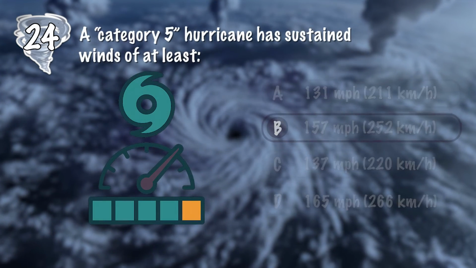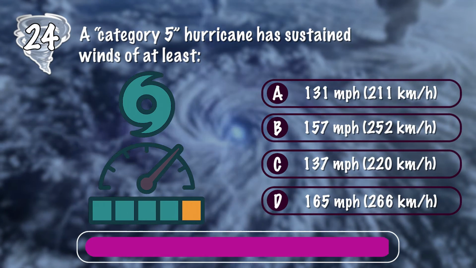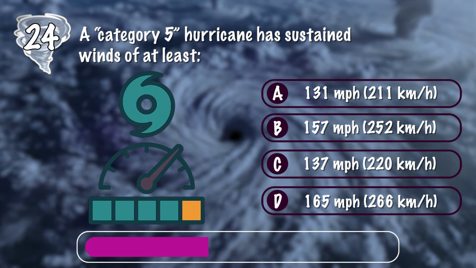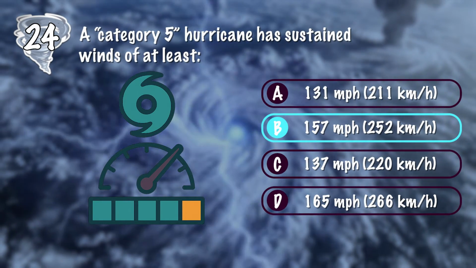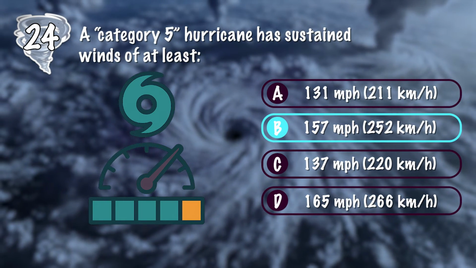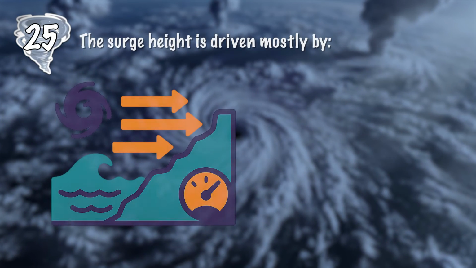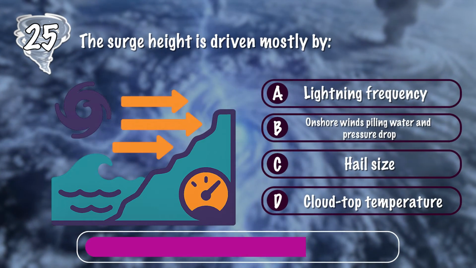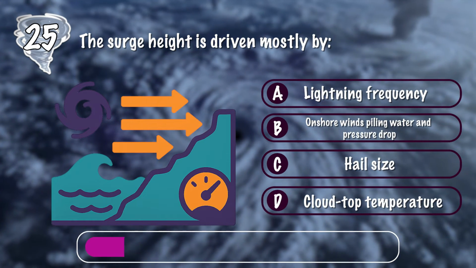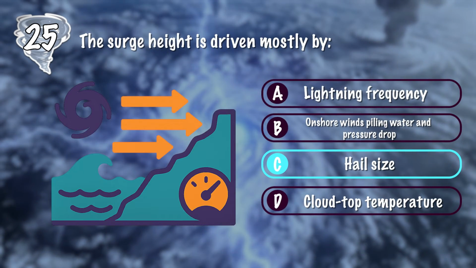A Category 5 hurricane has sustained winds of at least... Correct answer B, 157 miles per hour, 252 kilometers per hour. The surge height is driven mostly by... Correct answer C, onshore winds piling water and pressure drop.